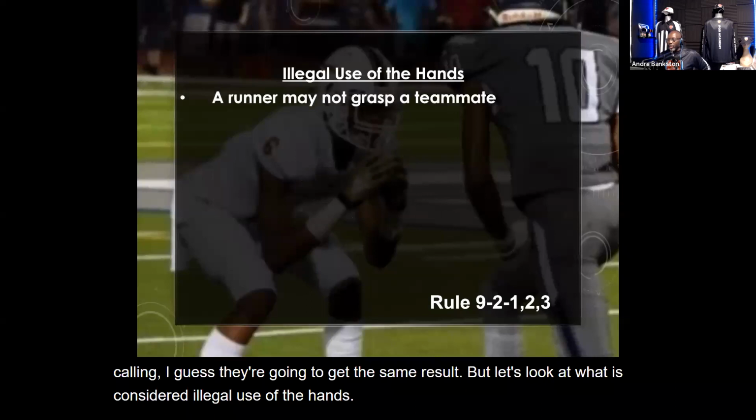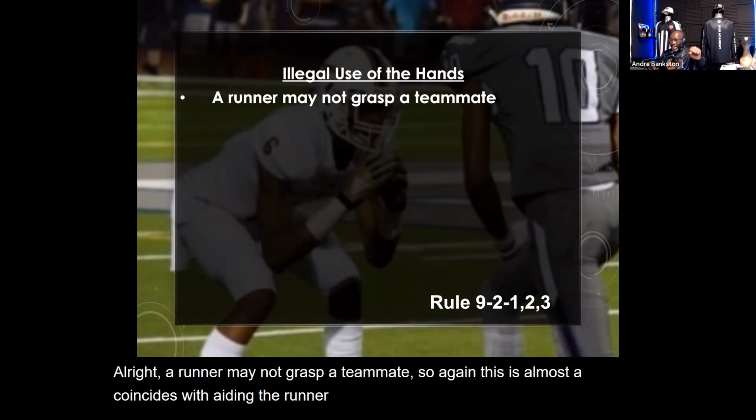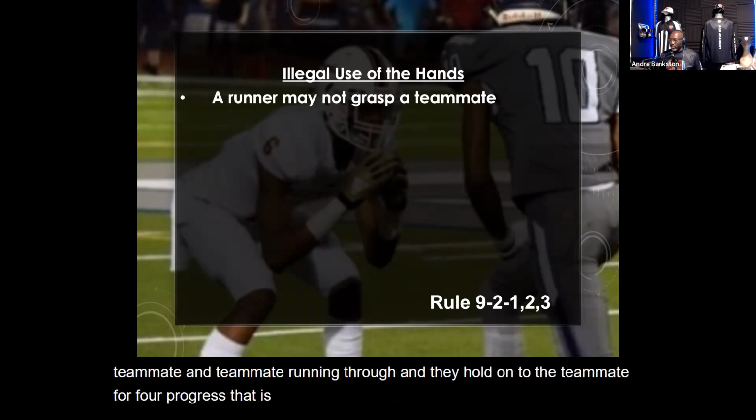All right, a runner may not grasp a teammate. So again, this coincides with aiding the runner. The runner can't grasp the back of a teammate running through and hold on to the teammate for forward progress. That is illegal use of the hands, and that's a 10-yard penalty.